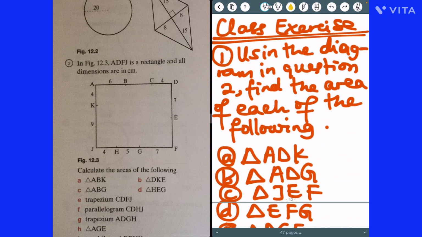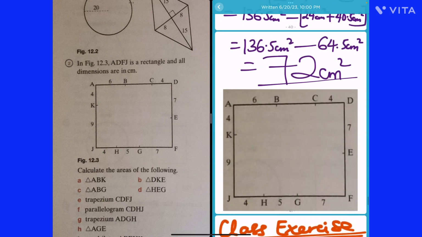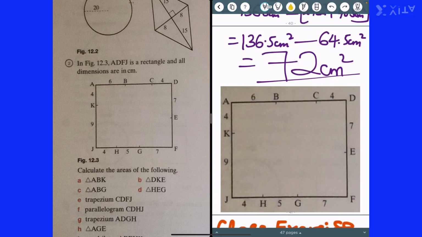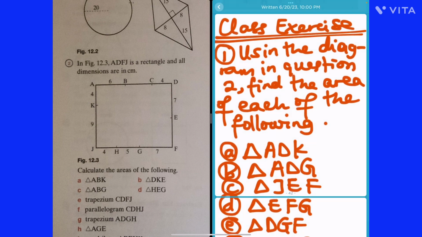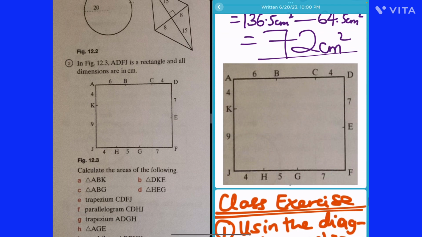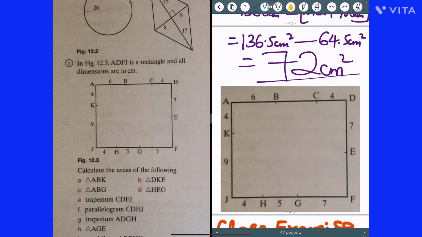Triangle EFG is the next question in D. This is triangle EFG. So the base is 7, the height is 6. Half base times height will give you your area. Triangle DGF. Question E is triangle DGF. This is D, this is G, this is F. So I'm looking for the area of this triangle DGF.